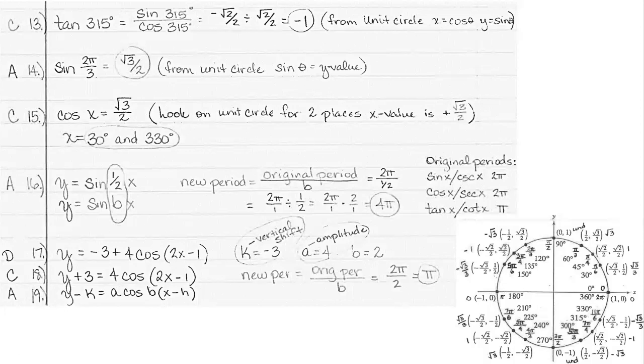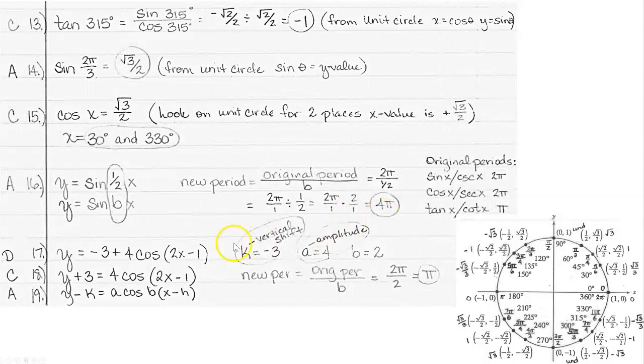All right, then for number 16, they asked me, what is the period for sine 1/2 x? So remember, the number in between sine and x is our b value, and we find our new period by taking the original period and dividing it by the b value. Now here are all your original periods over here. Sine, cosecant, cosine, and secant are all 2 pi, tangent and cotangent are 1 pi. So since this was sine, my original period is 2 pi, and that b value was 1/2. So if I say 2 pi divided by 1/2, I'm going to change, flip, and that's going to give me 4 pi for my period.